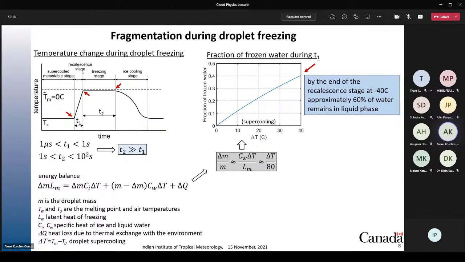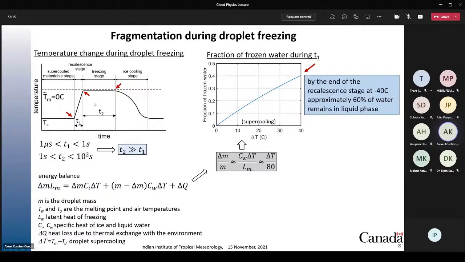This is called the recalescent stage, or short stage, which is followed by the freezing stage, when liquid which stays unfrozen gradually freezes due to thermal exchange with the environment, and during this time the temperature remains constant and equal to the freezing temperature. After all water is frozen, the temperature relaxes to the ambient temperature, and this stage is called the ice cooling stage. The recalescent stage lasts, depending on ambient temperature and droplet size, from approximately 1 millisecond to 1 second, at temperatures lower than approximately -2 degrees.